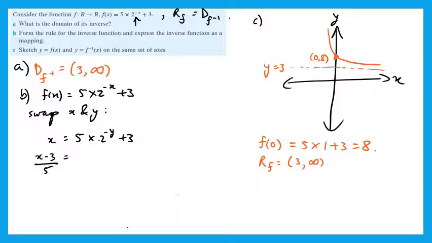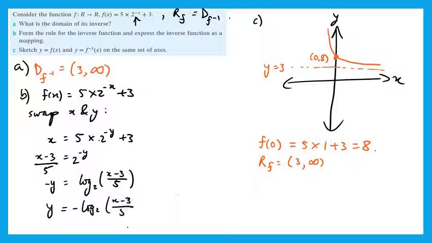Swap the 3 over, divided by 5. Then from here we need to use logs. That's of the base 2, so we'll just rewrite it with log 2. So negative y equals log 2 of (x minus 3) over 5. So then y is equal to negative log 2 of (x minus 3) all over 5.